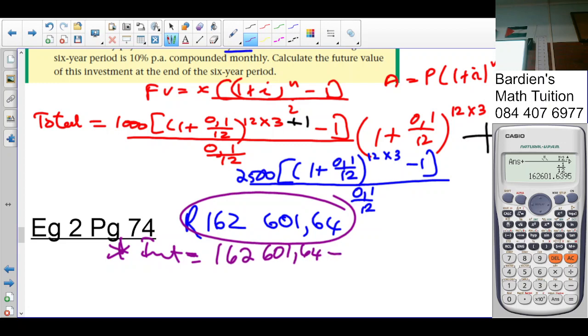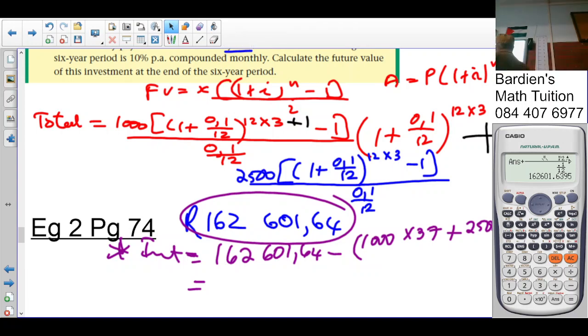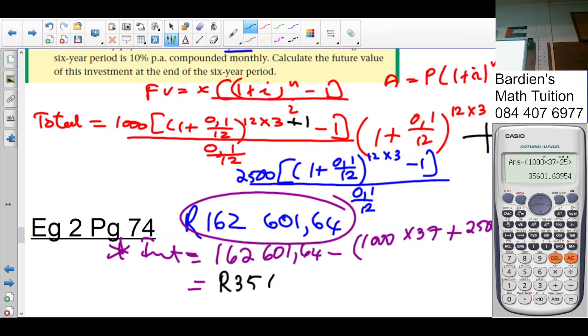So it's 162,601 Rand and 64 cents, minus by how many 1,000 Rand installments did they make? 37. And how many 2,500 Rand installments were made? 36. So it's the answer minus 37,000 plus 2,500 times 36, which is 90,000. You'd have earned an interest of 35,601 Rand and 64 cents. That will be the interest earned over that period of 6 years. Okay, you guys understand?